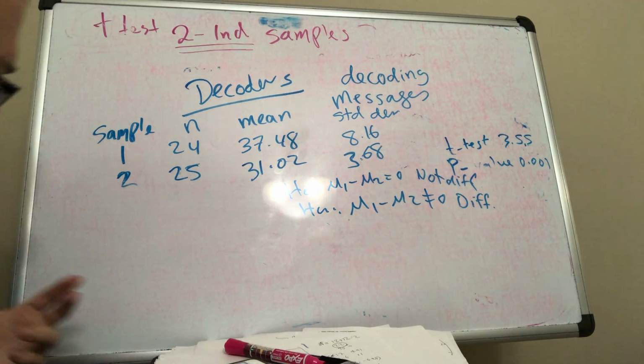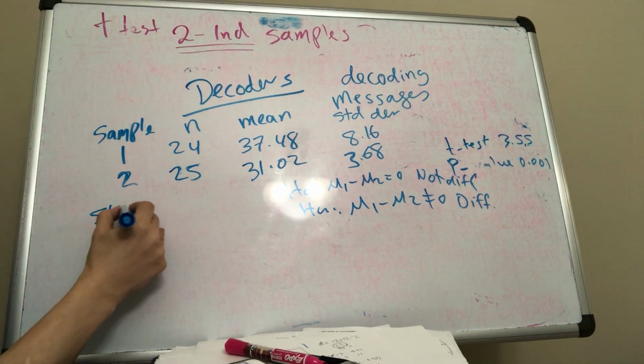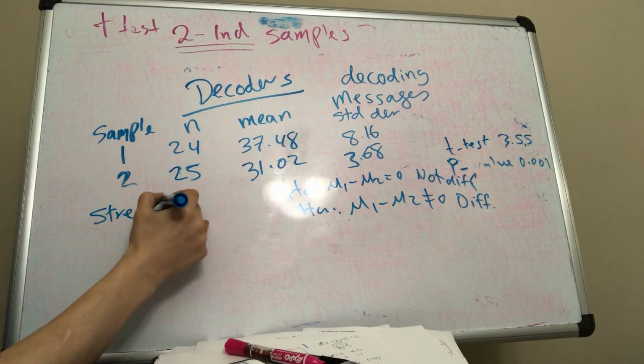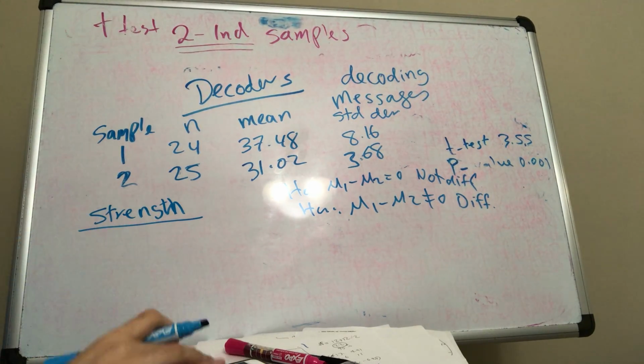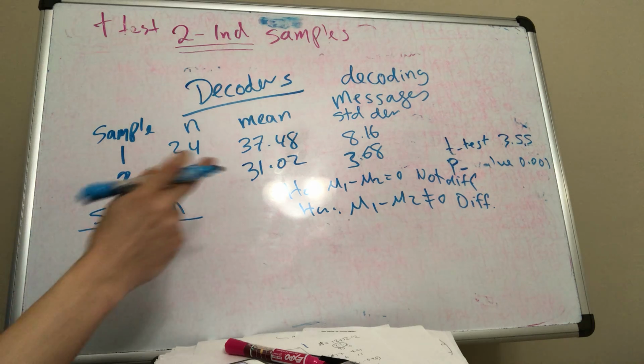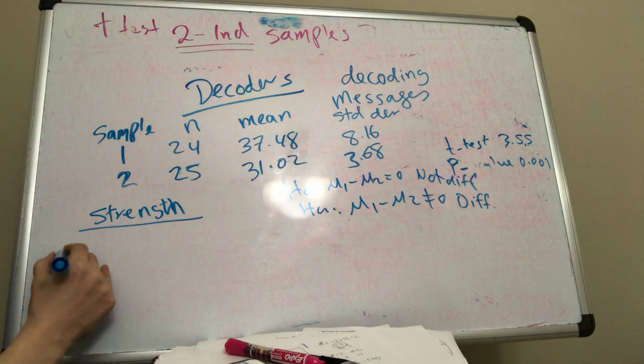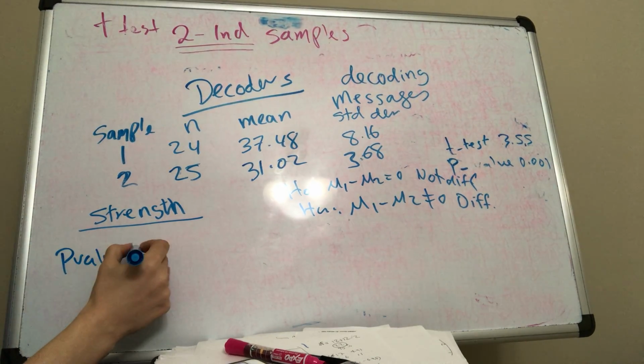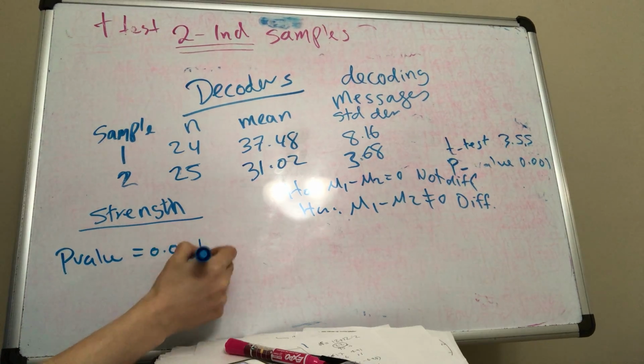To assess strength, I couldn't find this in your notes, but there is a section for strength. You see your p-value is 0.01.